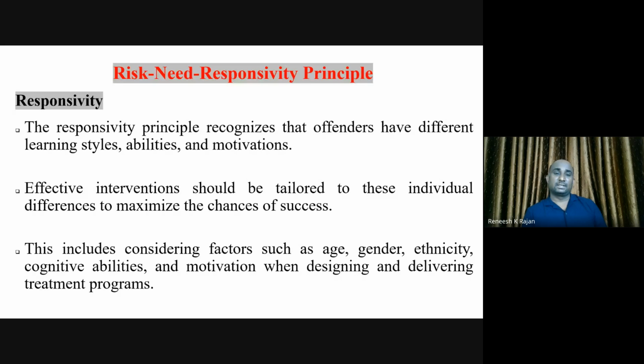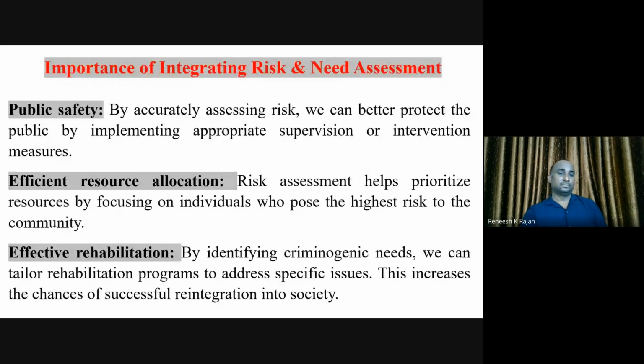So responsivity is nothing but, see, here we are focusing on individually tailored methods. For a person, we identify the risk of reoffending, we identify their needs, and we provide responsivity, meaning an intervention program related to that particular need of that offender. So that is the risk, need, responsivity principle.